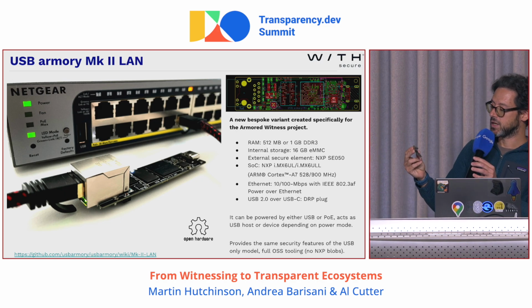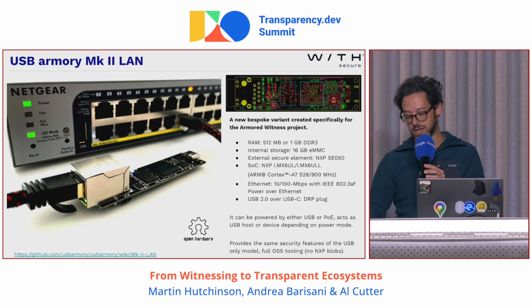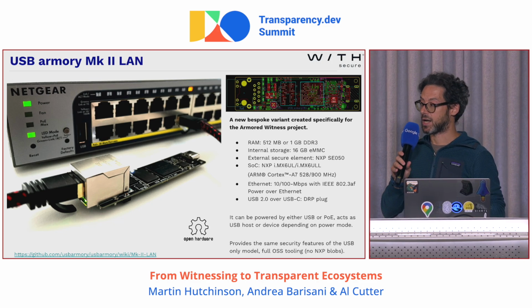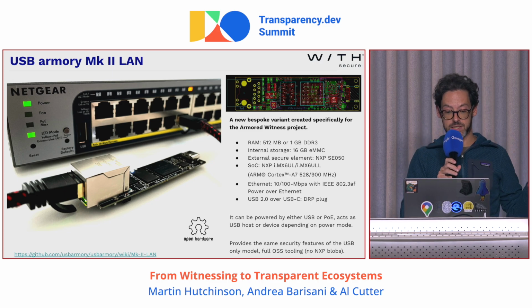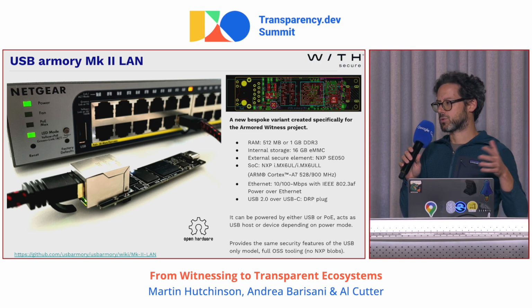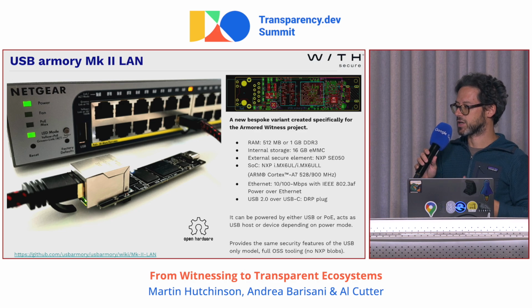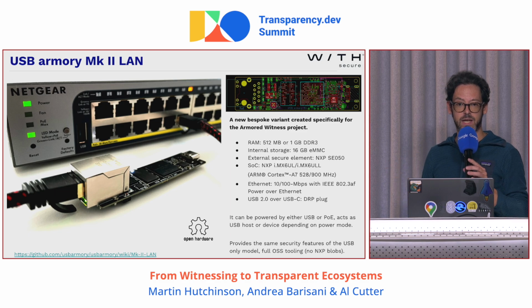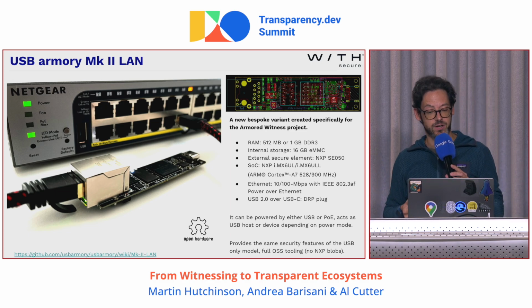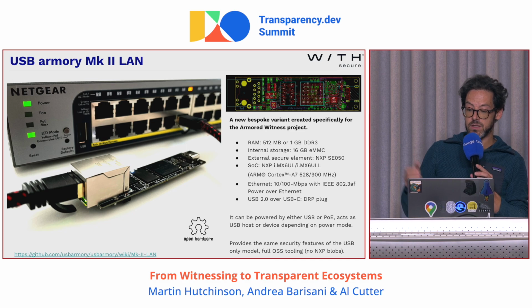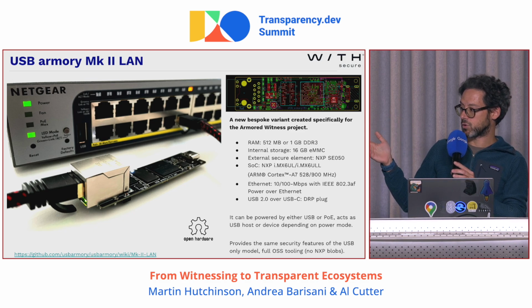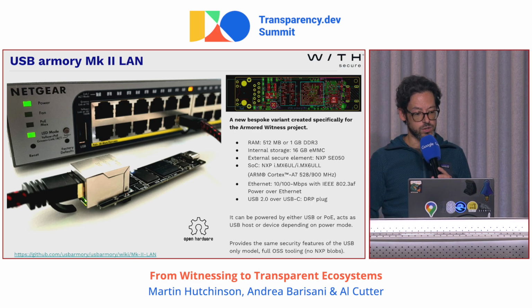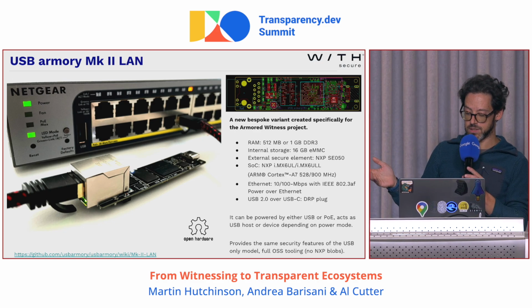So this is the first modification that was being done. The rest remains pretty much identical to the original USB Armory, which means we have an internal MMC storage of 16 gigabytes. We have an external secure element, which is unused in this specific application, but it's there. The system on chip is a pretty powerful system on chip from NXP. It's a 900 megahertz Cortex A7. We have Ethernet on board with power over Ethernet, and we also have another USB port, which is also going to be important for the verification of this device.